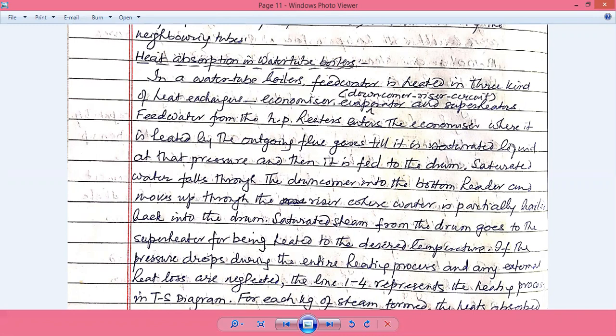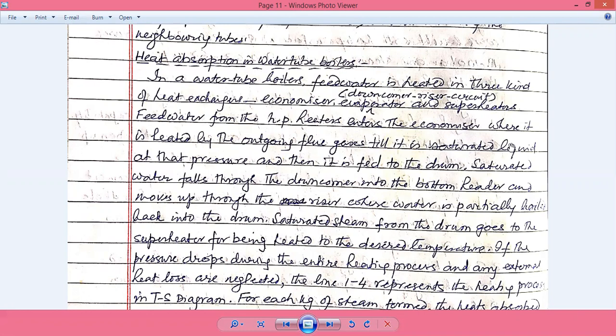The feed water from the low pressure and high pressure heaters is heated to a certain extent, then goes to the economizer, where it is heated by the outgoing flue gases till it is saturated liquid at the drum pressure, and then it is fed to the drum. Saturated water falls through the downcomer into the bottom header and moves up through the riser, where the water is partially boiled back to steam and returns to the steam drum. Saturated steam from the drum goes to the superheater to be heated to the desired temperature.